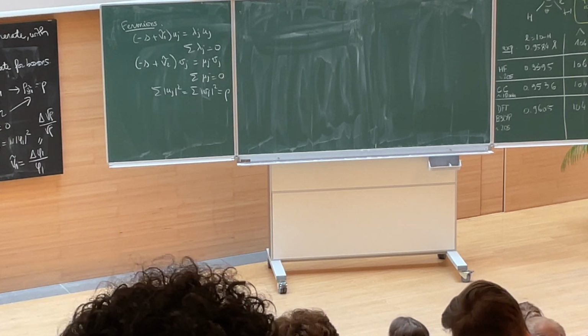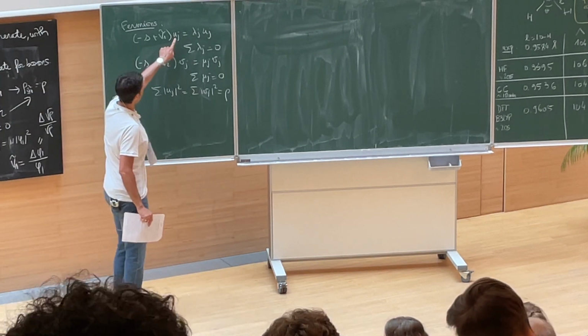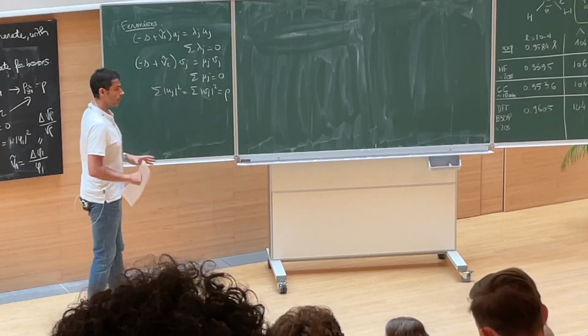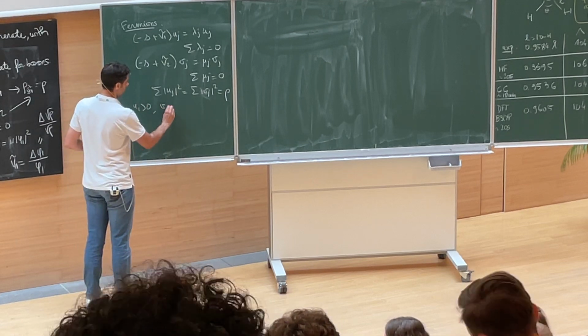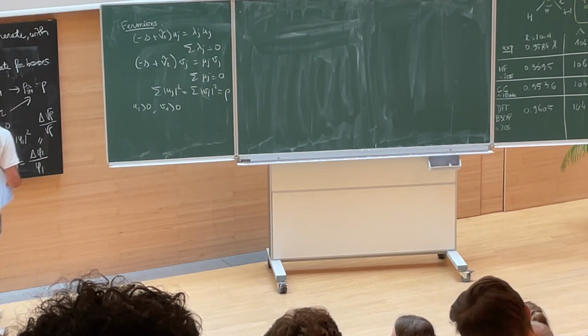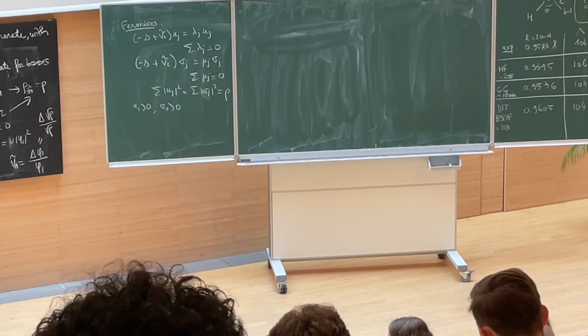So maybe it was not so clear, but at least I also know that they are the first eigenfunctions, and so I know that U1 is strictly positive and V1 is strictly positive. That's what I wanted to tell you. I have two potentials.